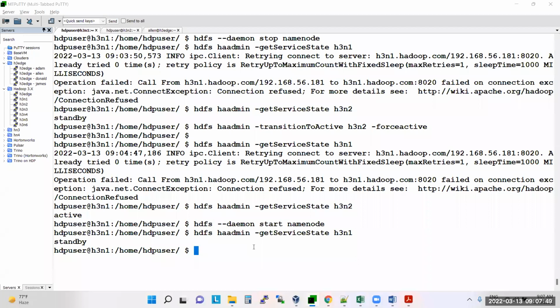Sir, if a time lag takes place in invoking the name node, then what will happen?